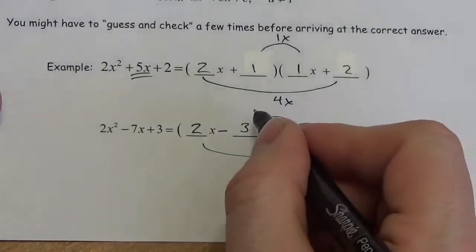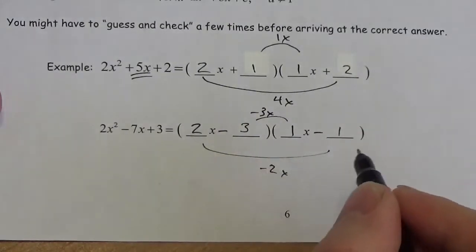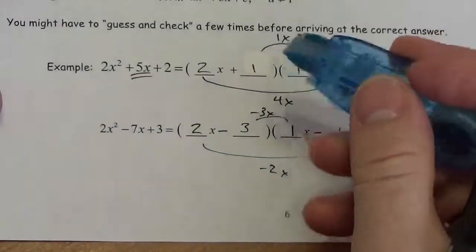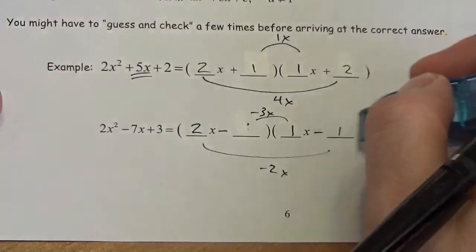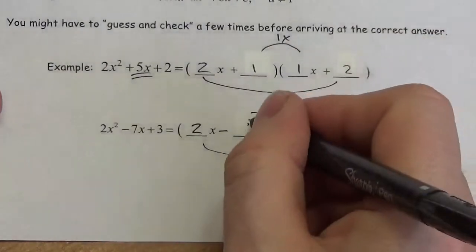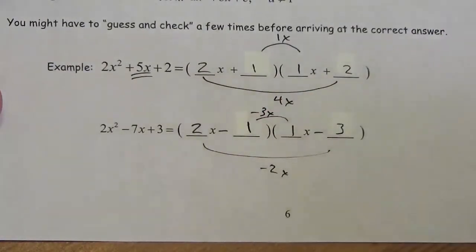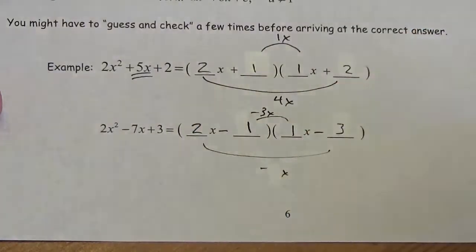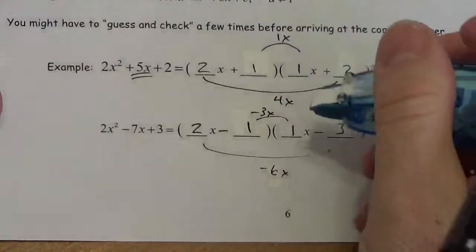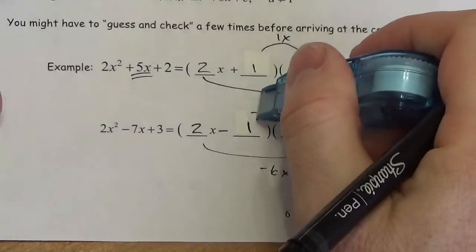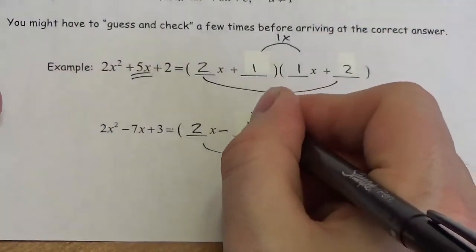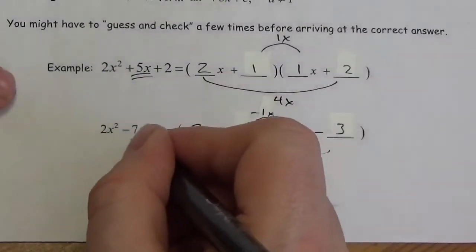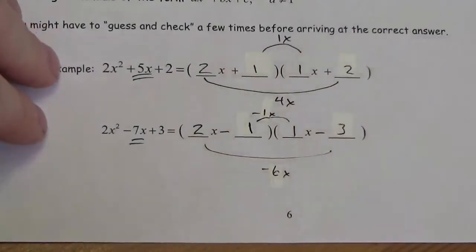Negative 3 times 1 is going to be negative 3x. Okay, but those don't combine to give me negative 7, so I probably have these in the wrong order. So this is probably supposed to be the 1, and this is probably supposed to be the 3. Now, 2 times negative 3 is going to be negative 6. Negative 1 times 1 is going to be negative 1. And those do combine to get me negative 7, so that is the correct way to factor that.